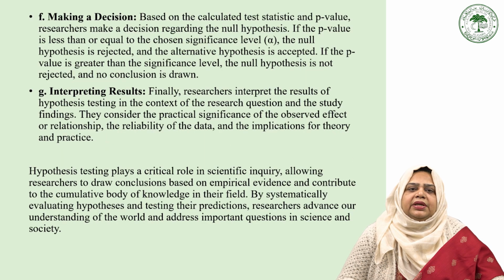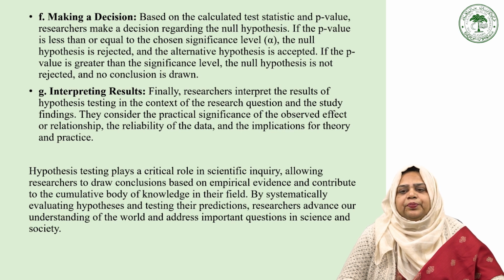Next step is making a decision. When conducting a scientific study, researchers use hypothesis testing to draw conclusions based on evidence. This process involves making a decision about the null hypothesis by calculating a test statistic and p value. If the p value is equal to or less than the chosen significance level, the null hypothesis is rejected and the alternative hypothesis is accepted. On the other hand, if the p value is greater than the significance level, the null hypothesis is not rejected and no conclusion is made.